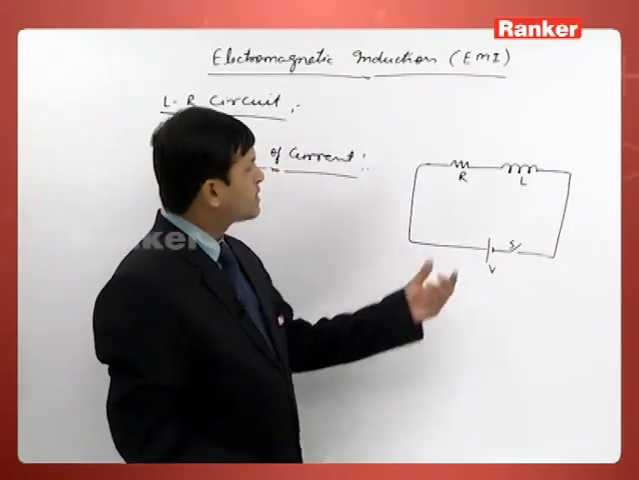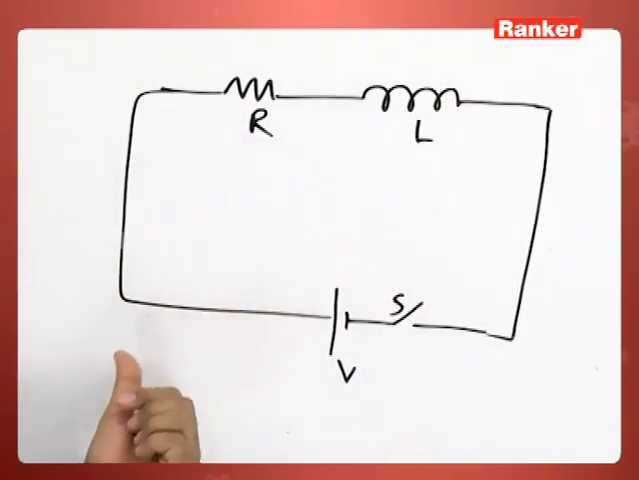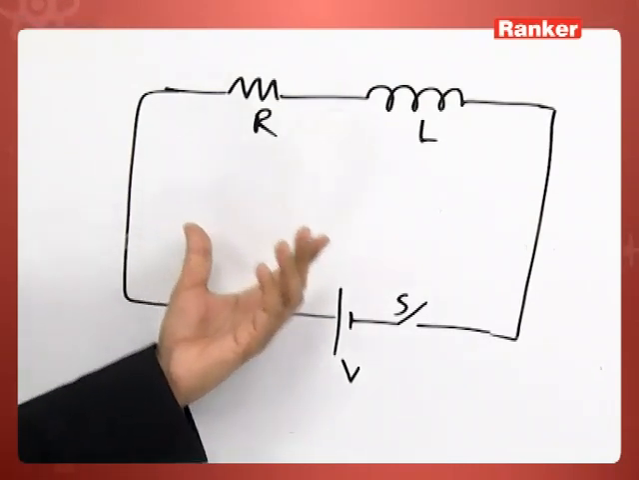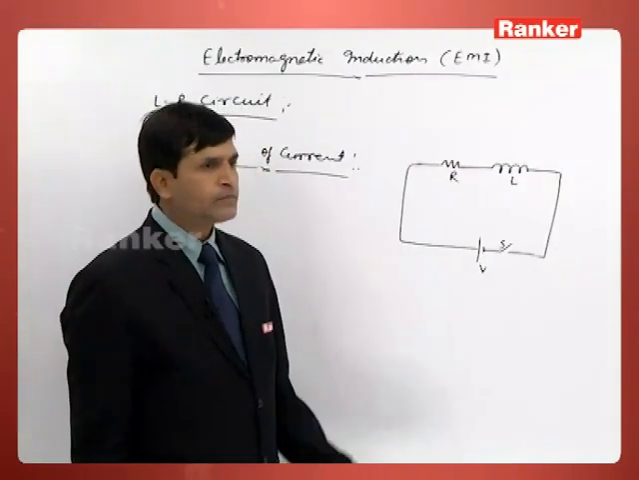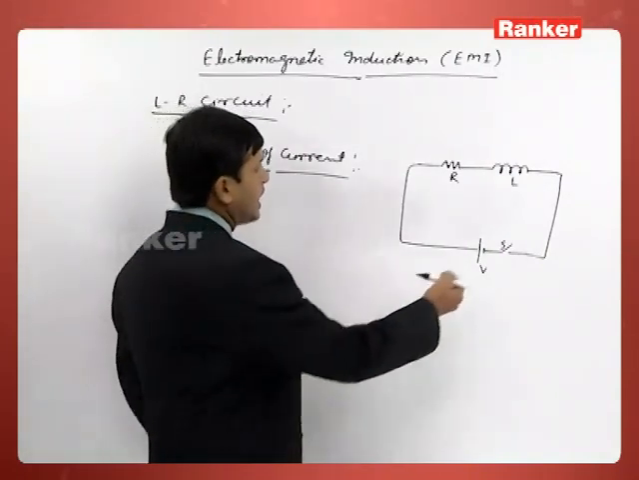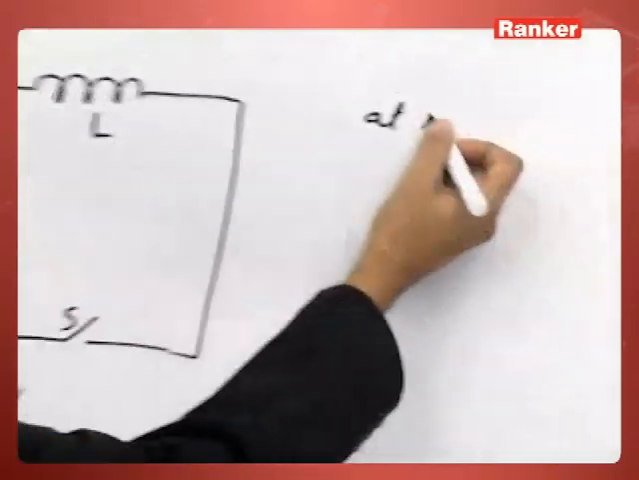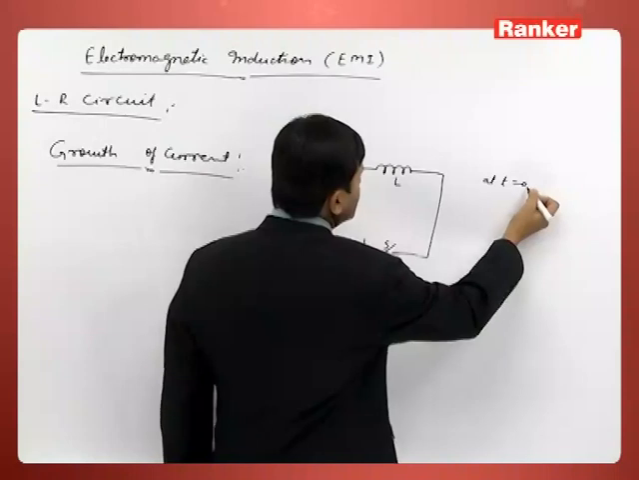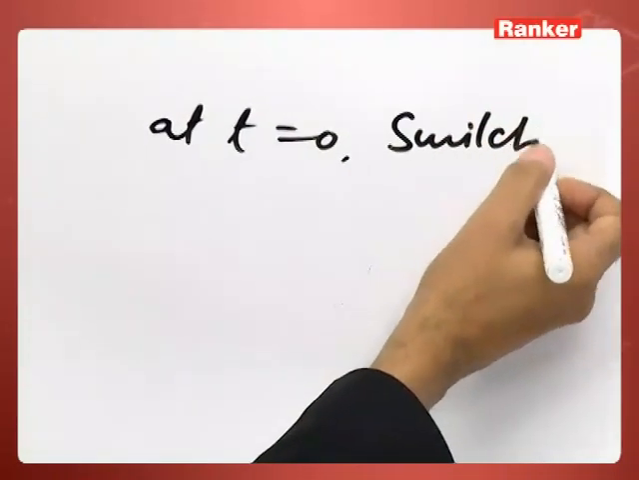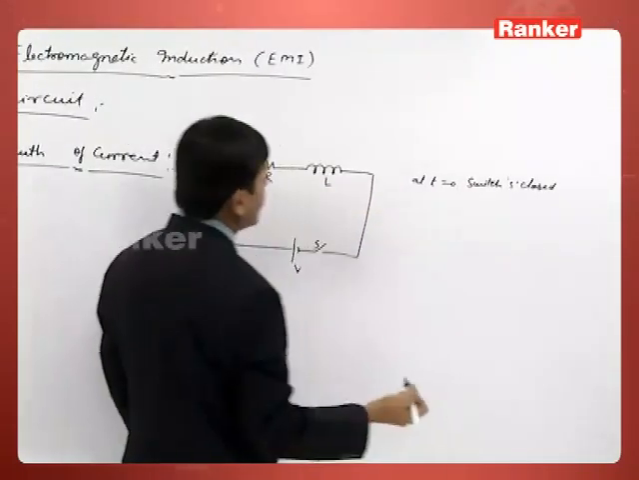So this is one of the basic circuits I am considering here, and with this circuit we are getting the idea of how to make the equation and then how to simplify our circuit. See, at t equal to 0, let switch S close. Switch S closes. Then see what will happen.